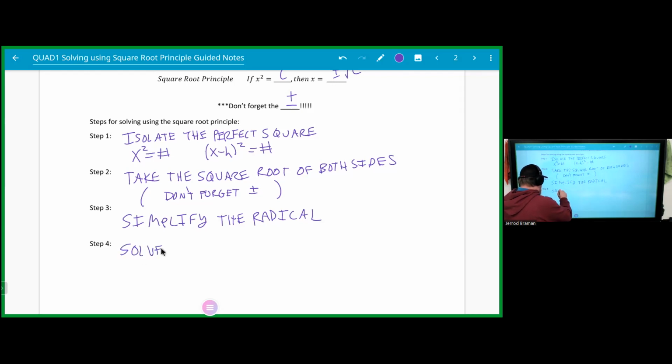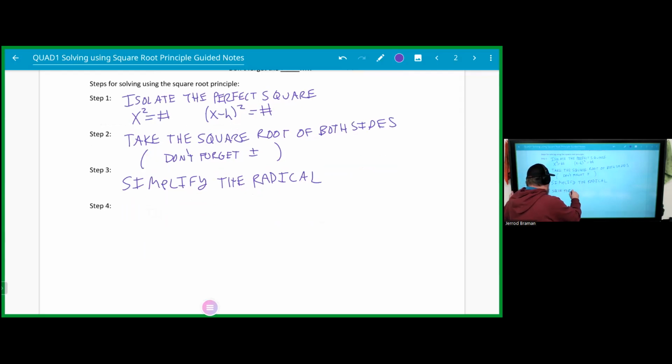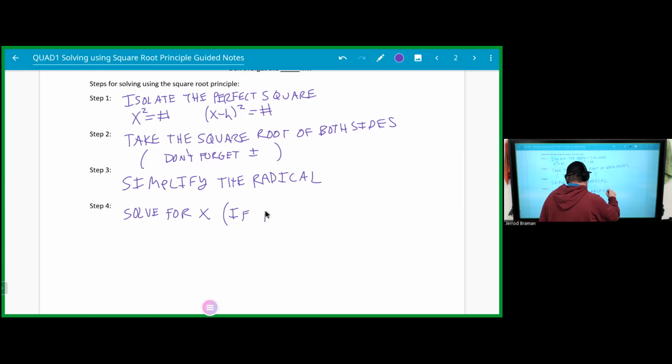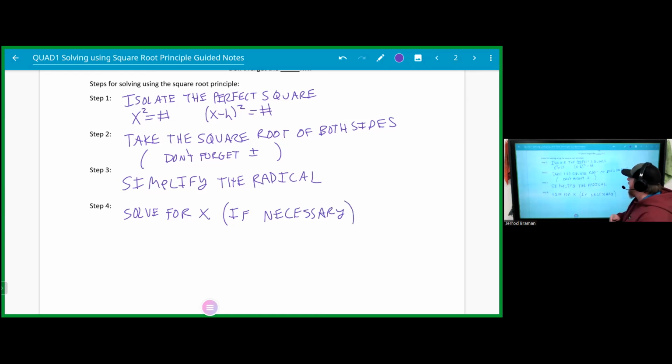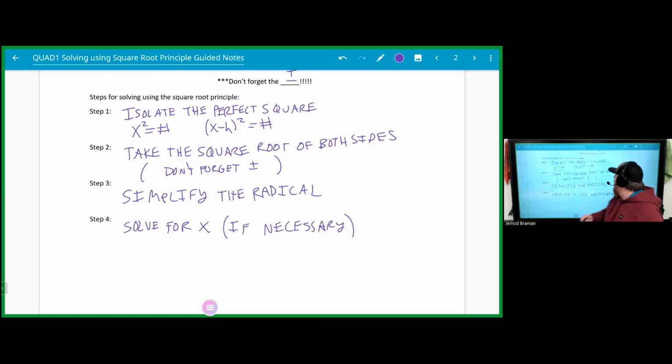Solve for x. And I'm going to throw this in here: if necessary. Because sometimes after you've done step 3, it's already solved. If it's just x squared equals a number, it's already solved. If it's x squared minus a number or plus a number, then squared, then we'll have to do one more step. All right, let's see what that looks like in action.